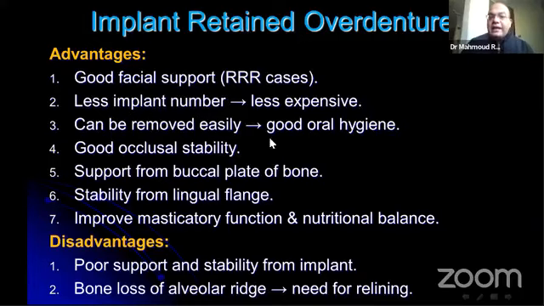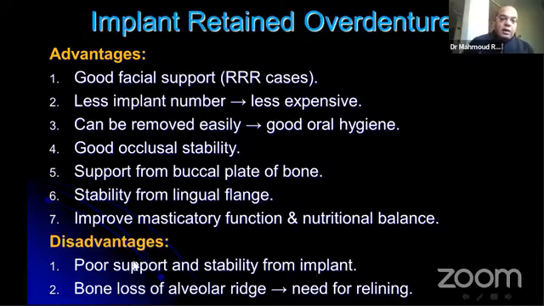It can be removed easily, so the patient can do his oral hygiene measures perfectly, and this will maintain the long lifetime of your implants, and also maintain or prolong the time of the prosthesis in the patient's mouth. Good occlusal stability can also be achieved in this type of restoration. Support from the buccal plate of bone, stability from the lingual flange, and last, improved masticatory function and nutritional balance.